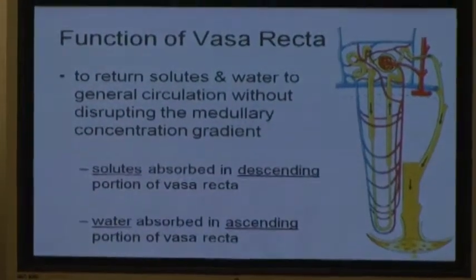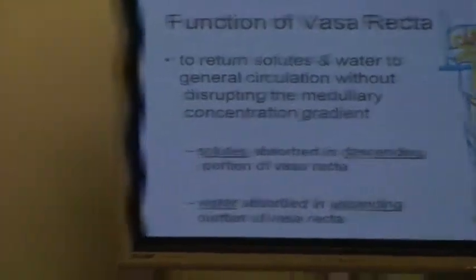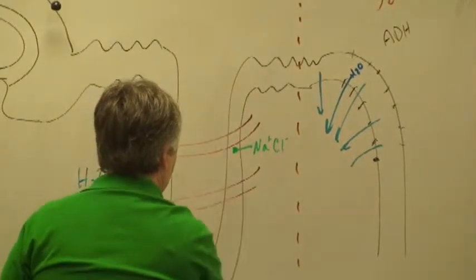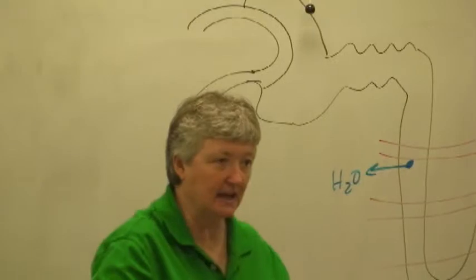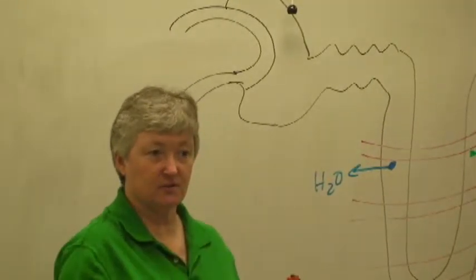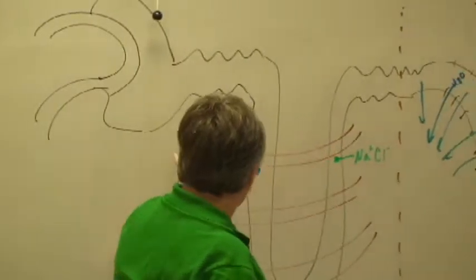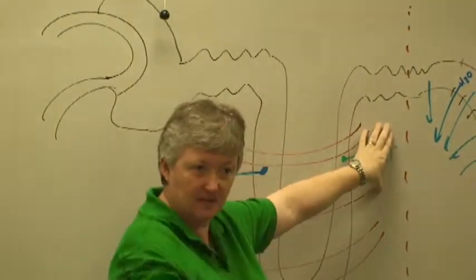And so as water is being reabsorbed here, and sodium chloride is being reabsorbed here, you've got the vasa recta that are functioning to maintain that medullary concentration gradient. Without the vasa recta, the water and the sodium chloride would eventually diffuse across and everything would be the same concentration.